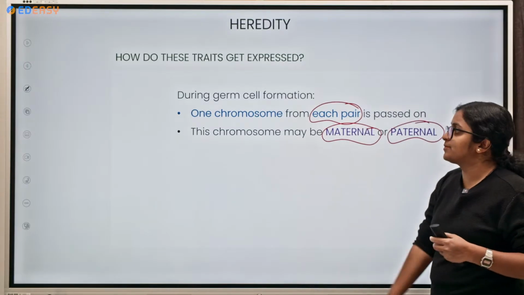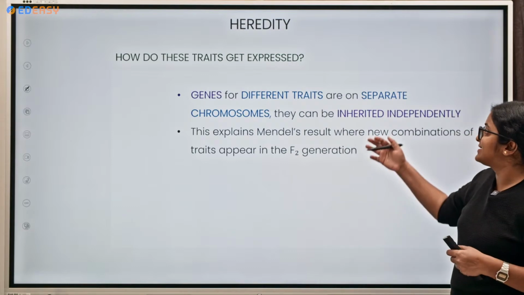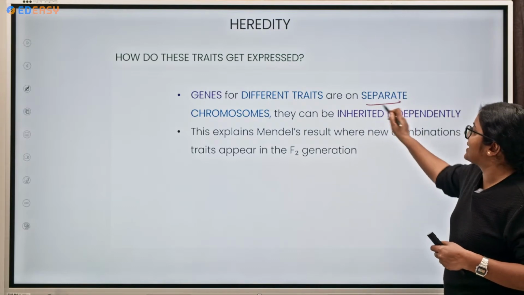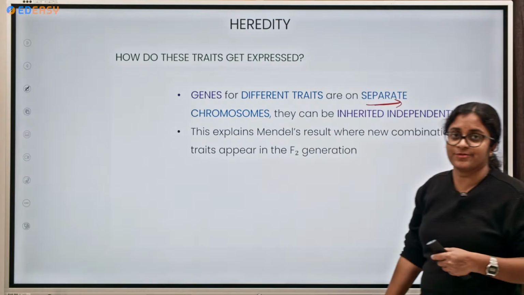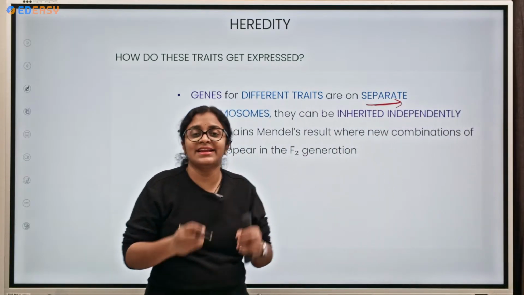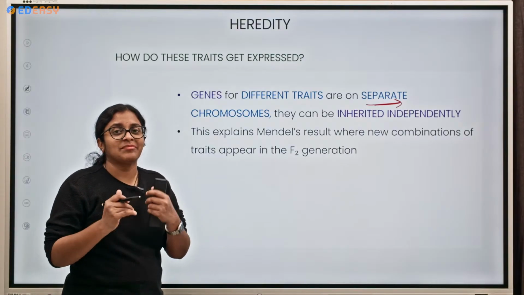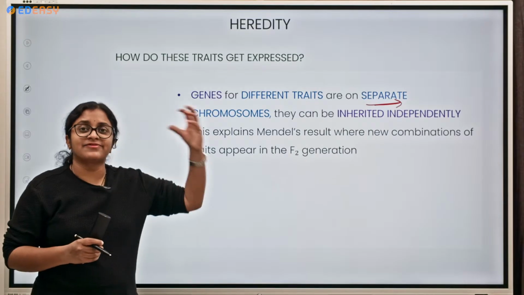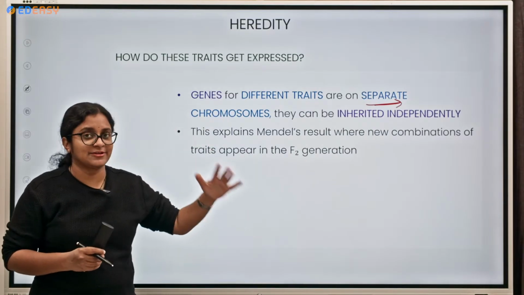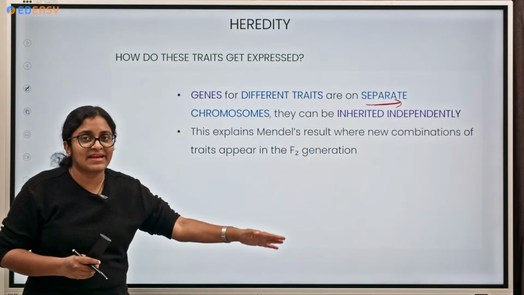So one chromosome from each pair is getting passed, and now the genes for different traits being on separate chromosomes, they will be able to have independent inheritance. Okay, remember the point again. The genes for different traits are present on separate chromosomes, so they can be inherited independently.